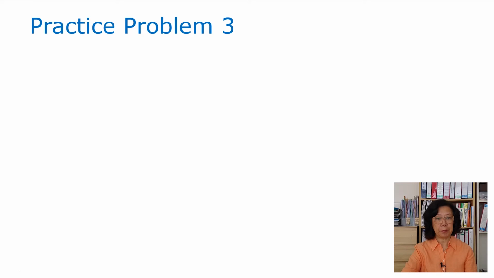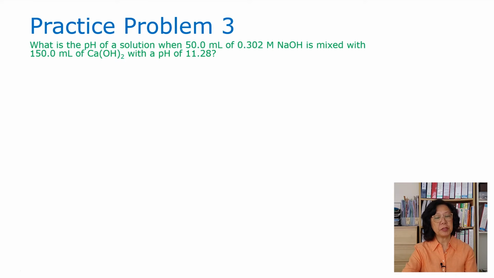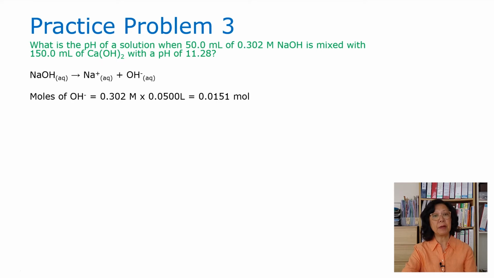Practice problem number 3. What is the pH of the solution when 50.0 mL of 0.302 molar NaOH is mixed with 150.0 mL of calcium hydroxide with a pH of 11.28? Now, sodium hydroxide ionizes completely. So if you want to calculate moles of hydroxide ion, this is equal to the molarity of NaOH times the volume, which we obtain to be 0.0151 moles.